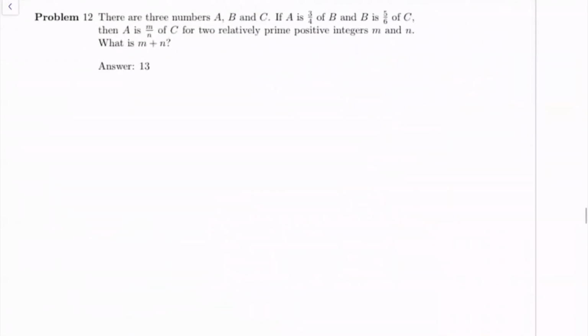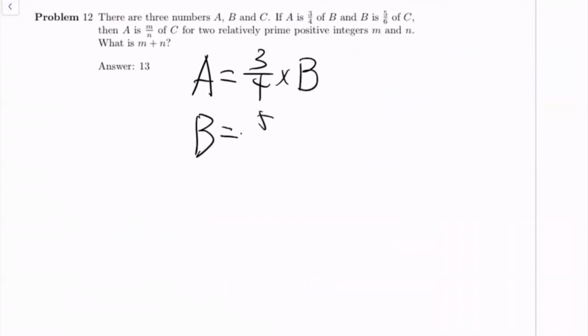Problem number 12. There are 3 numbers A, B, C, and A equals 3/4 of B, and B equals 5/6 of C. The question: A equals M over N of C.